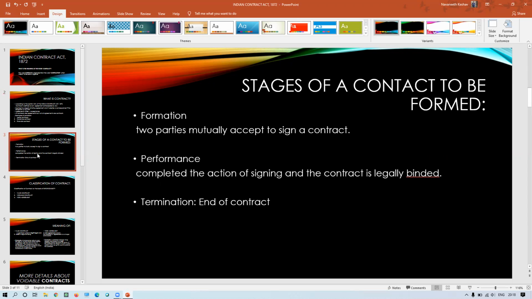When it comes to the stages of a contract, there are three stages: formation, performance, and termination. Formation is where two parties mutually accept to sign a contract. As I said, I have agreed to sell my house to you, and it should be out of free consent and free will. That is formation. Performance is you and me signing a contract legally, and we will be legally bound by it. That means the contract holds some value in the eyes of law. Termination is when the contract is successfully completed and we are terminating the contract.